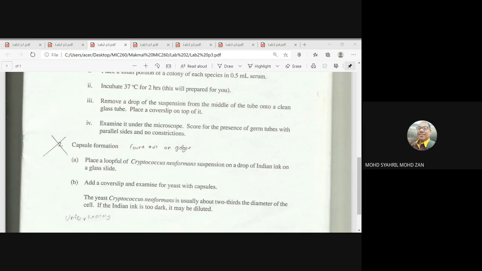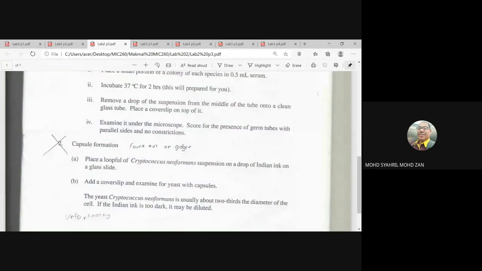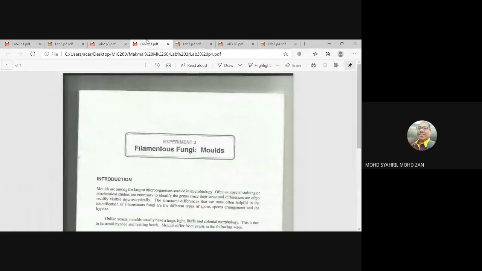Okay, so the further tu awak boleh tengok video macam mana dia buat proses capsule formation tu, awak tengok dalam video kalau ada dan sebagainya. Okay. So we go for the experiment number 3. So what experiment number 3 all about?